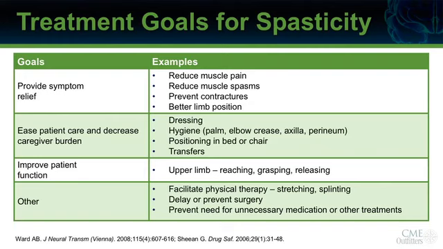Then we have active functional gains, such as what Michael can do for himself: reaching, grasping, releasing. And then other goals like facilitating PT with stretching and splinting, delaying surgery, preventing unnecessary treatments with adverse effects, such as the oral therapies he was getting.